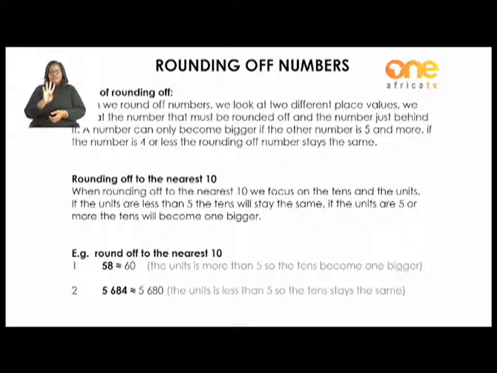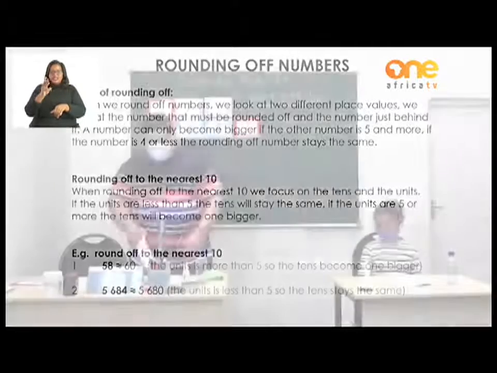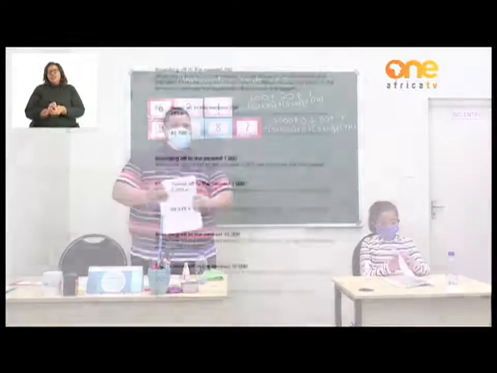Example 2. 5,684 rounded off to the nearest 10. We first need to find the number in the tens place, that is the 8. So we will focus on the 8 and we will focus on the 4. Then we read, the unit is less than 5, so the 10 stays the same, meaning the unit cannot change the 8. So the 8 will stay the same, and 5,684 rounded off to the nearest 10 becomes 5,680.